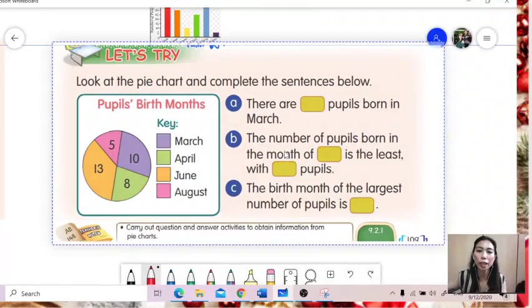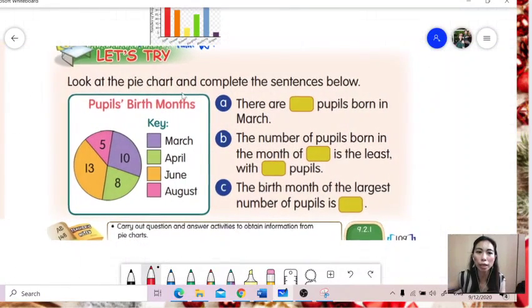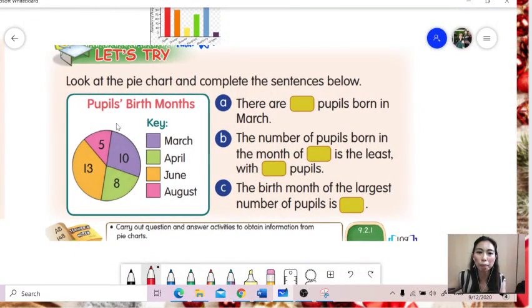Look at the pie chart and complete the sentence below. So here is the pupil's birth month. The title is Pupil's Birth Month. And the key for each color: purple represents the month of March, green, month of April, orange, month of June, and the pink color represents the month of August. Can you see here?